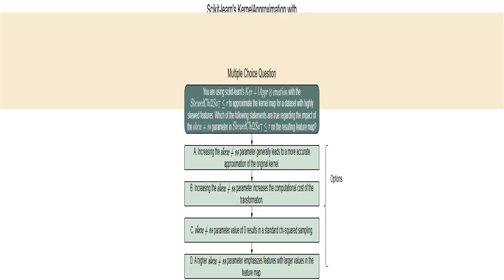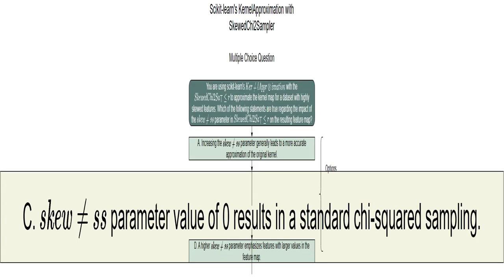This is a multiple-choice quiz testing my understanding of how the skewness parameter affects the feature transformation using kernel approximation in SkewedChi2Sampler. These are the multiple-choice answers I need to evaluate based on my knowledge of how the skewness parameter in SkewedChi2Sampler works with the kernel approximation algorithm. I need to determine which statements accurately reflect its effect on the feature map, the transformed data.